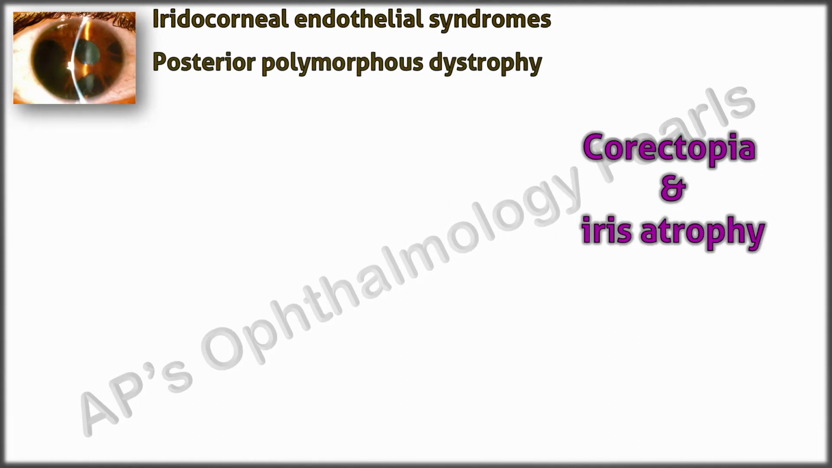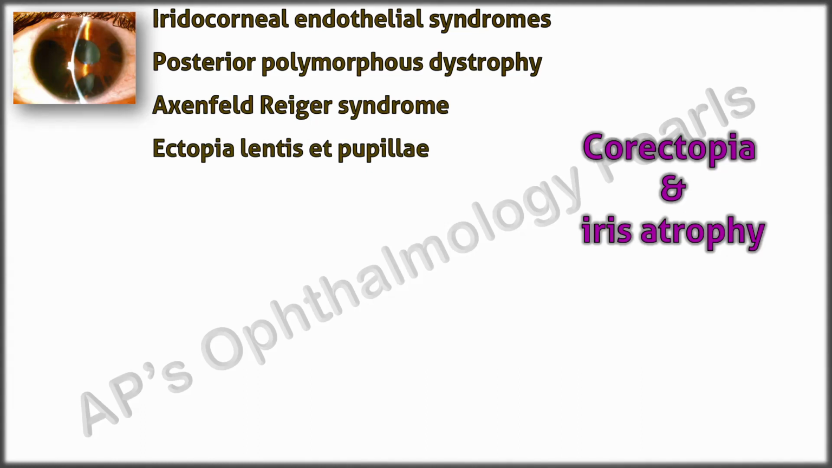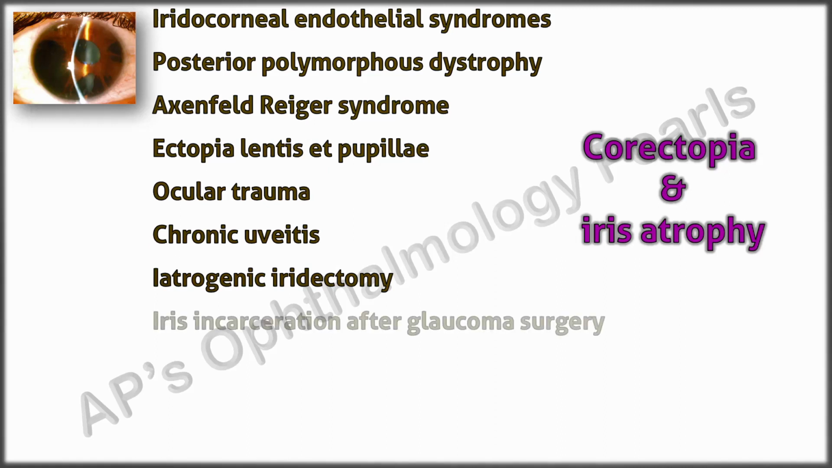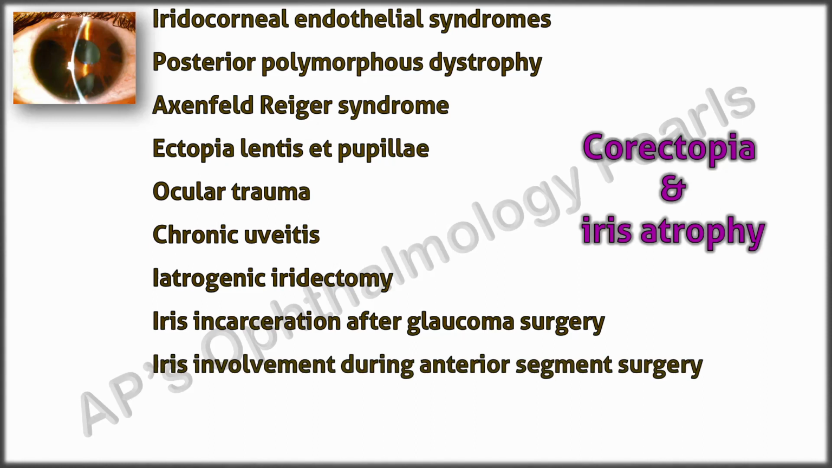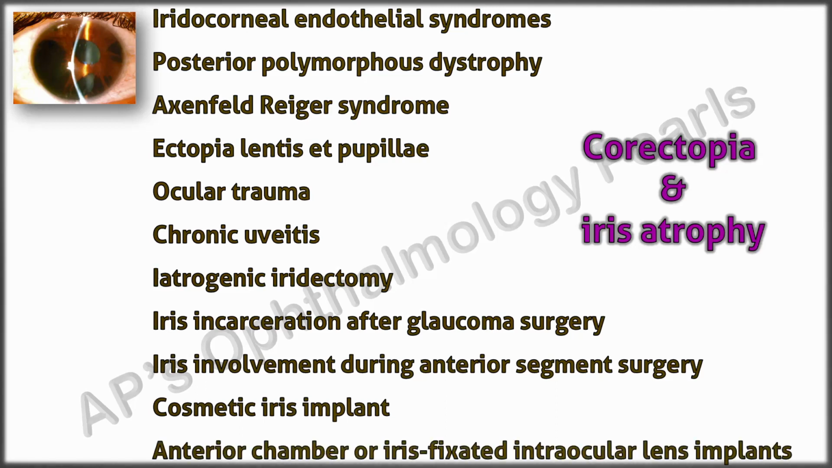Correctopia and iris atrophy in the absence of serious systemic disorders can occur in the following conditions: iridocorneal endothelial syndromes, posterior polymorphous dystrophy, Axenfeld-Rieger syndrome, ectopia lentis et pupillae, ocular trauma, chronic uveitis, iatrogenic iridectomy, iris incarceration after glaucoma surgery, iris involvement during any anterior segment surgery, cosmetic iris implant, and anterior chamber or iris fixated intraocular lens implants. Let's discuss the features of each and see which fits into the diagnosis of our patient.